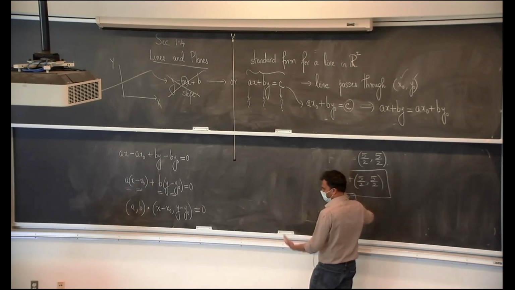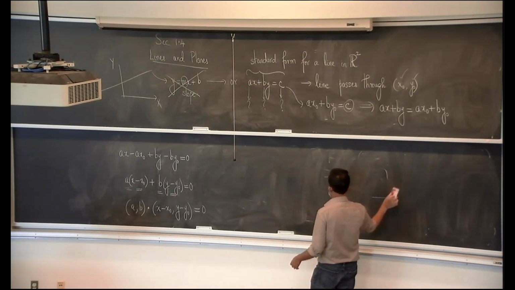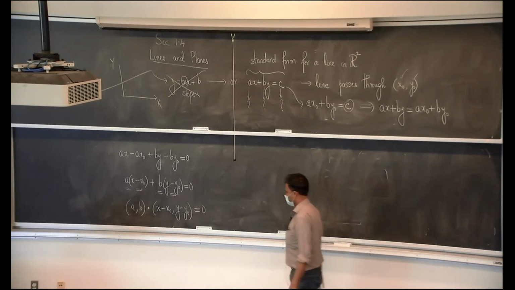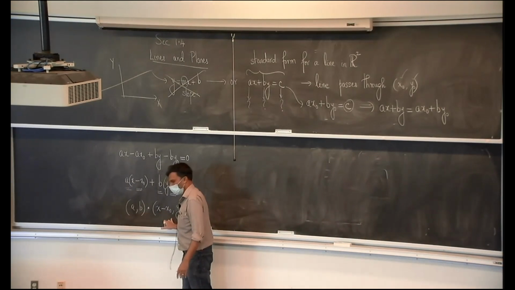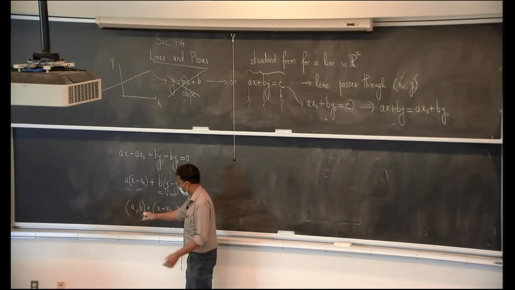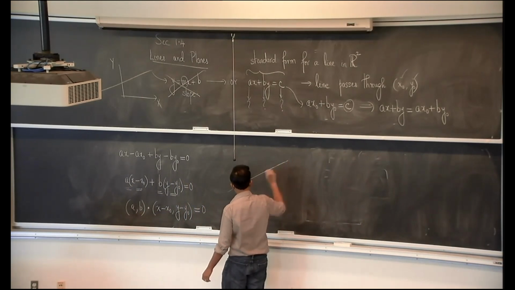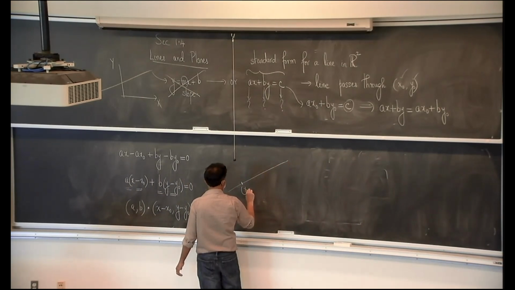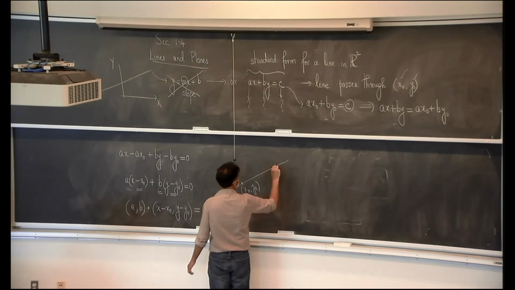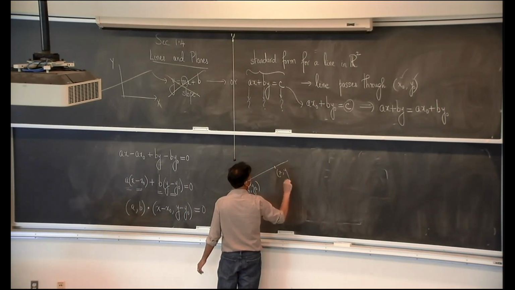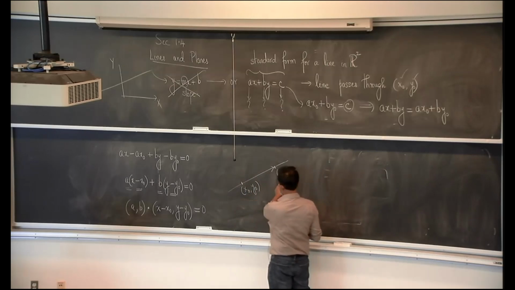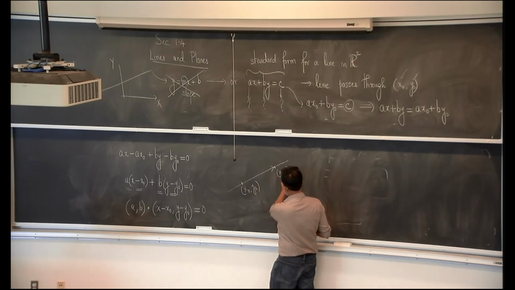Now we have something evolving. As he said, it's something to do with the perpendicularity, right? When the dot product of two vectors is 0, that means they have to be perpendicular, at 90 degrees to each other. So we have a vector that goes from the point x naught, y naught to x, y. This vector we write as x minus x naught, y minus y naught.